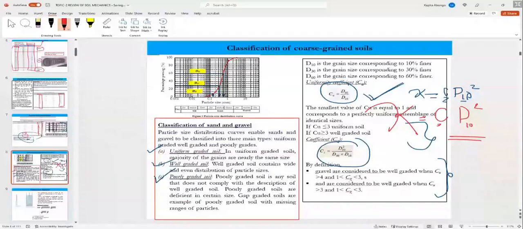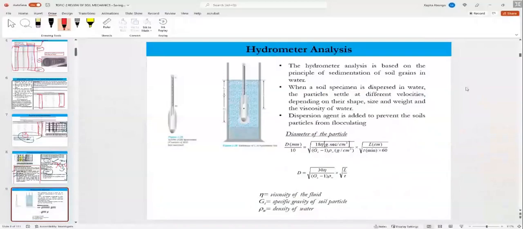So then, in order to find the particle size distribution, we use either sieve analysis or hydrometer analysis. For hydrometer analysis, go ahead, Humphrey.